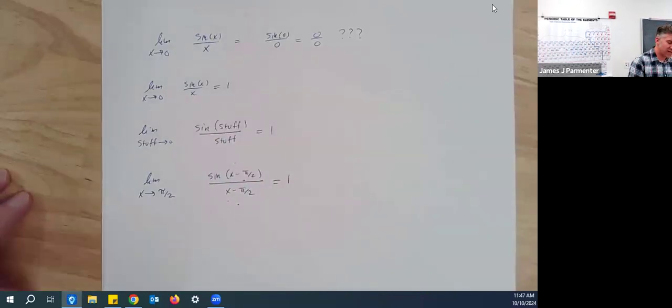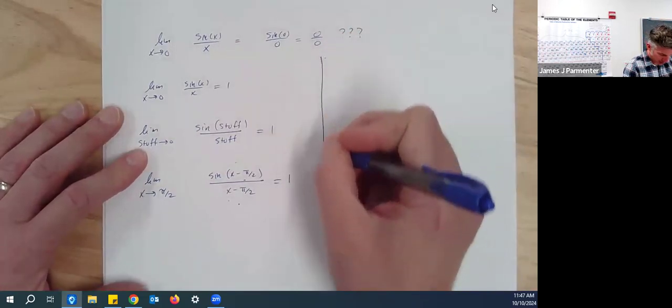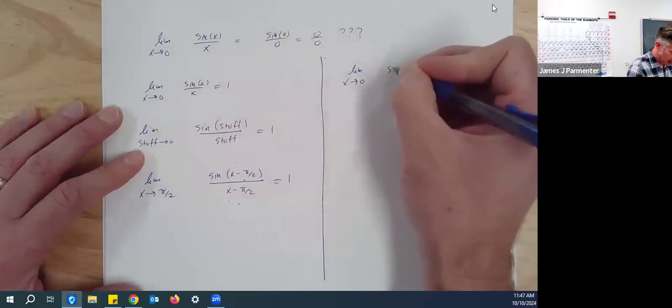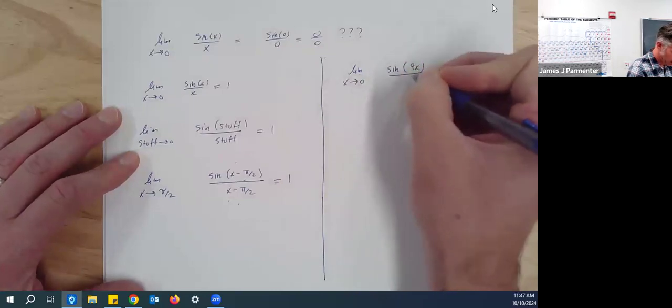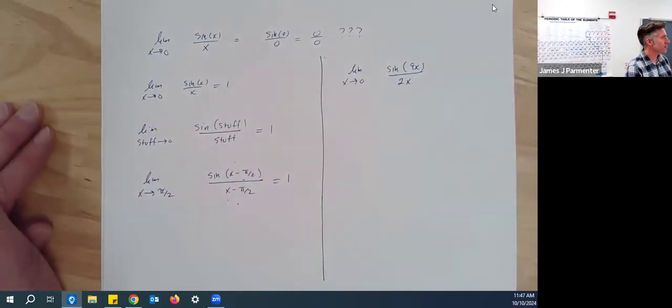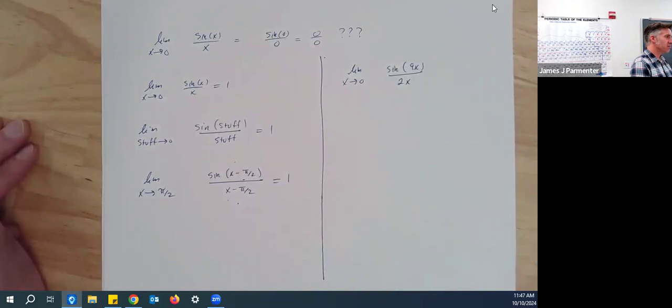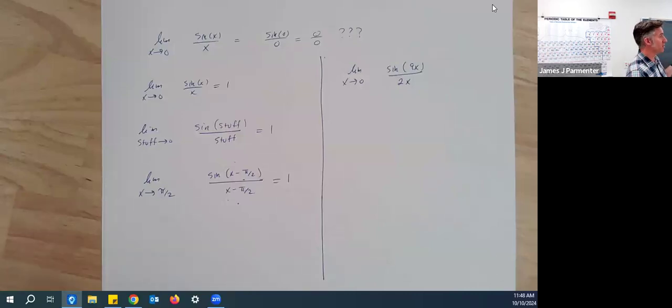Okay. What if you have something a little bit different? And I know we're almost out of time here. What if you had something like the limit as x approaches 0 of sine of 9x over 2x? So, second question, is the stuff approaching 0? Well, x is going to 0. Is 9 times x going to 0? Yeah, if x is approaching 0, 9 times it is also approaching 0. 9 times 0 is still 0. Same for the denominator. 2 times 0 is still 0. So both the stuff inside the sine function and the denominator are both approaching 0.